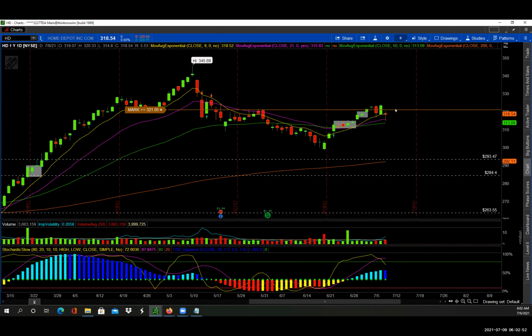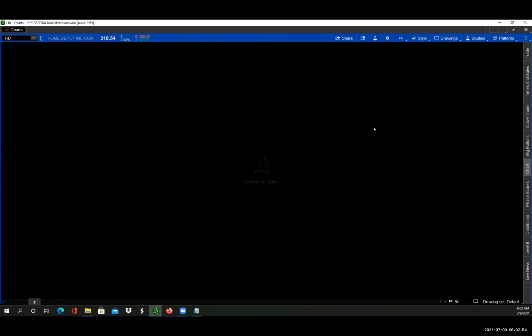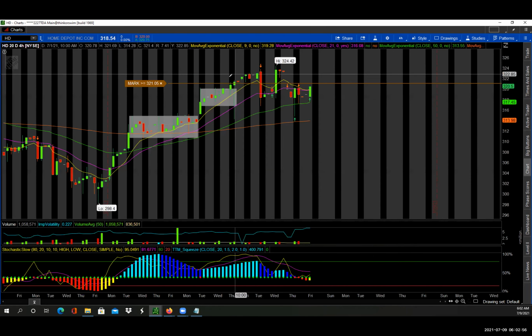You will see a lot of noise in the small time frames. Not that I'm saying the 4 hours is a lot of noise, but it's much different than the daily chart. And yes, we gapped down, but our EMAs never crossed downward, and it didn't give me a sell signal. It didn't tell me to get out of the trade.